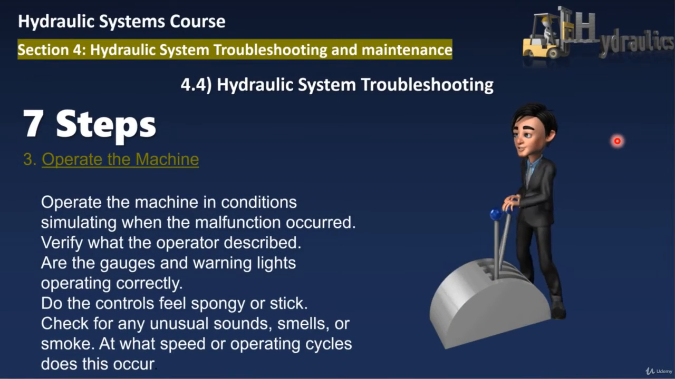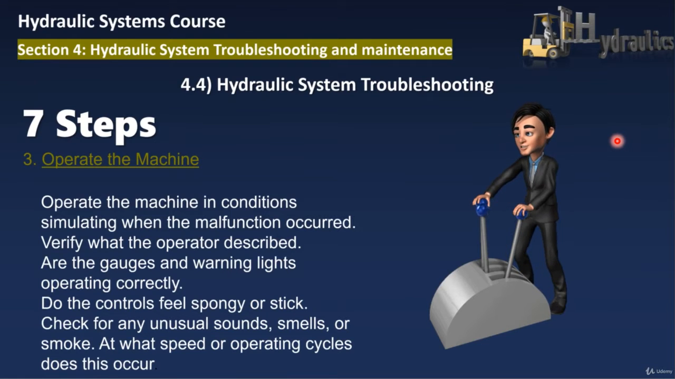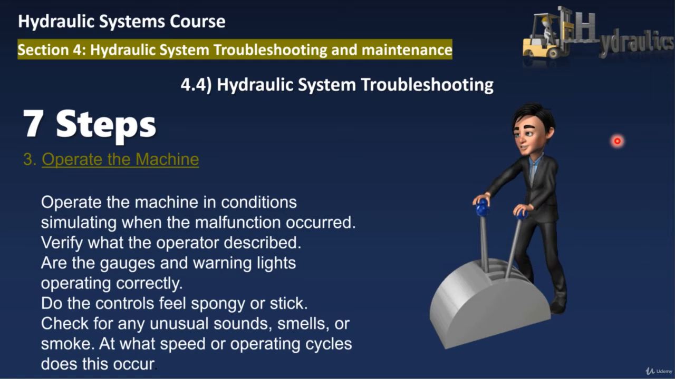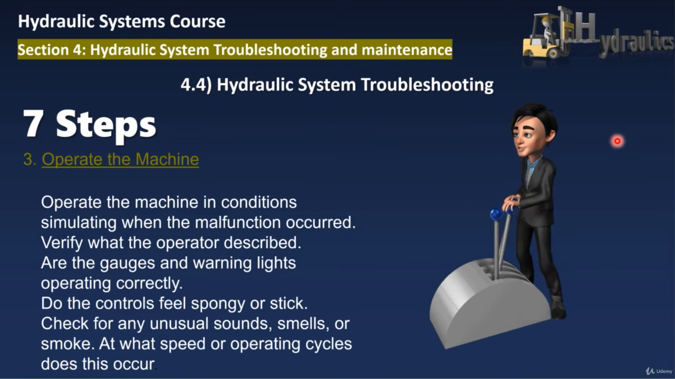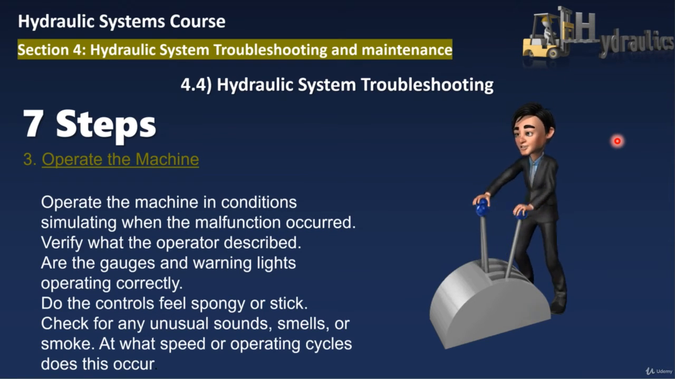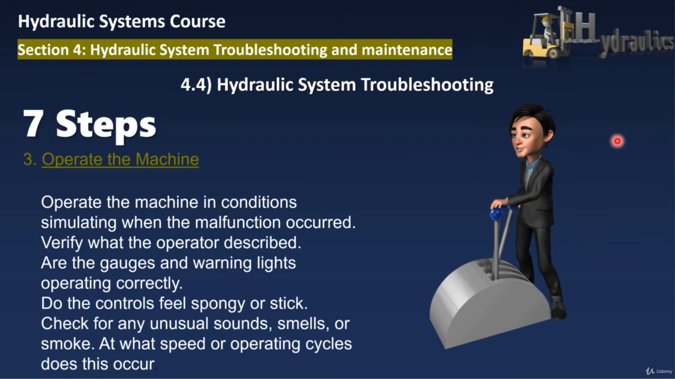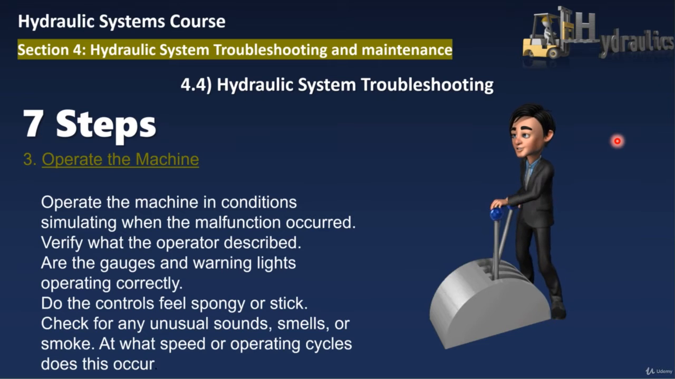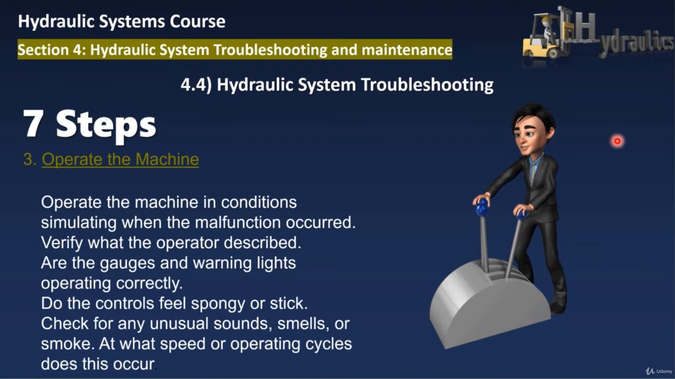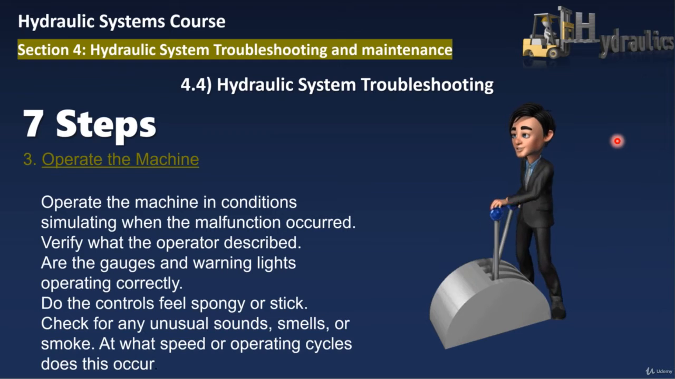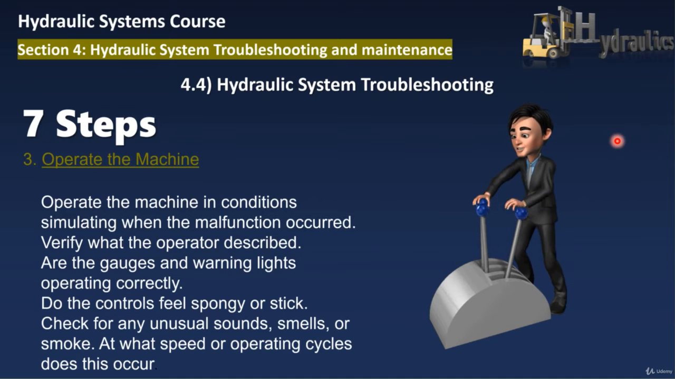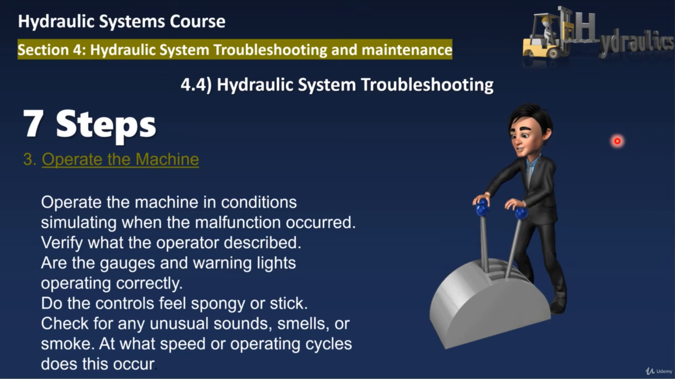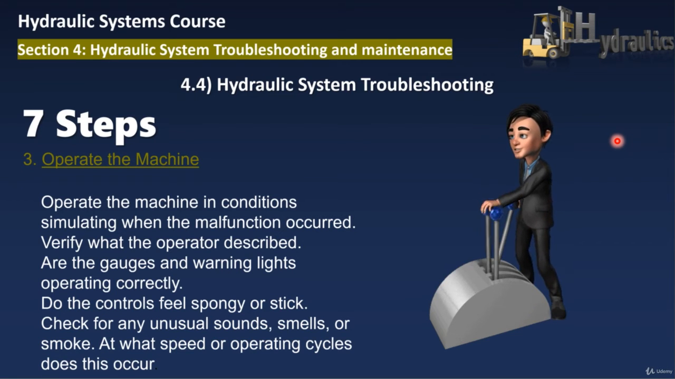Then you start operating the machine in conditions simulating when the malfunction occurred and verify what the operator discussed with you. Then you have to check: are the gauges and warning lights operating correctly? Do the controls feel spongy or stick? Check for any unusual sounds, smells or smoke. At what speed or operating cycle does this occur? You have to study the machine in the malfunction conditions and record all of your observations.